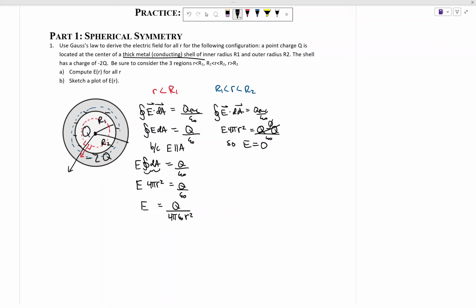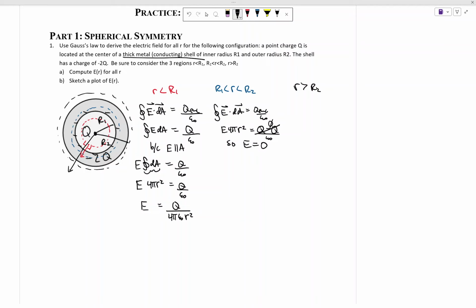That's our reasoning for why the electric field will be 0 within the conductor. Okay, cool. And so let's pick our last region here. So the last surface would be outside the whole configuration. So for R basically greater than R2, outside the whole configuration.